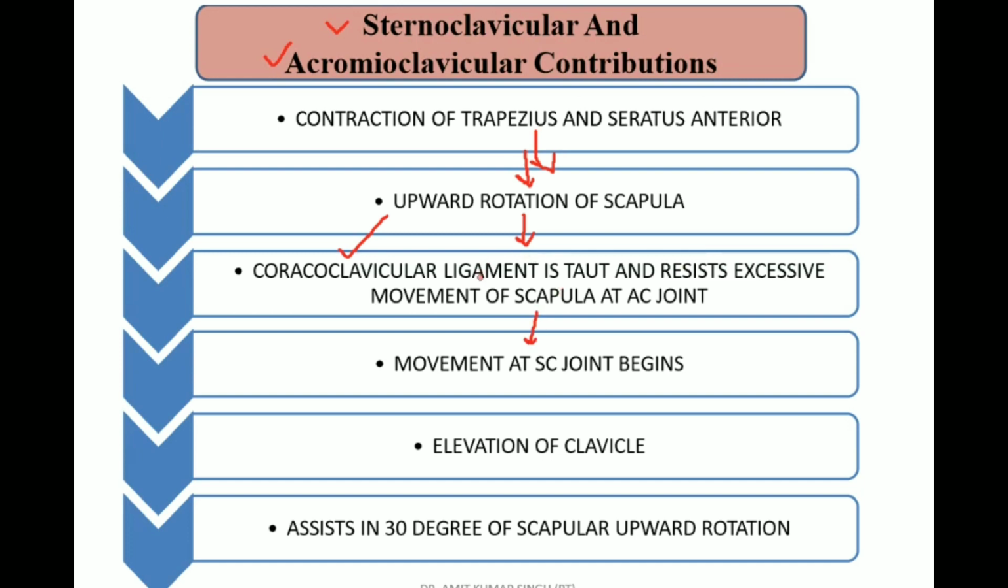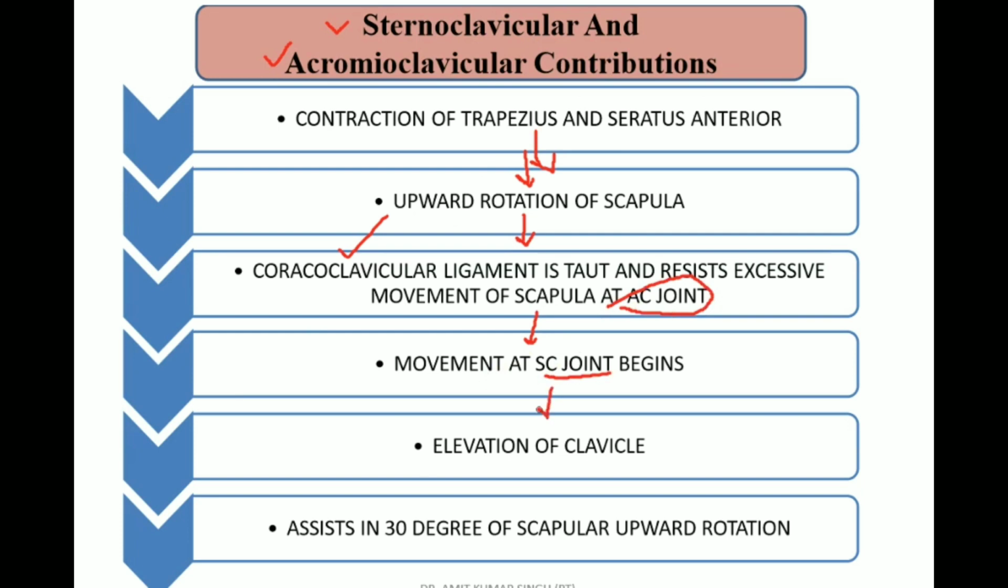So this is the first step. Initially, there is a contraction of which muscle? Trapezius and serratus anterior. So upward rotation of scapula started. Now during this procedure, one of our ligaments, the coracoclavicular ligament, is going to be taut and it is going to resist excessive movement at the AC joint. Now AC joint movement has stopped. So now the movement will start at the SC joint.